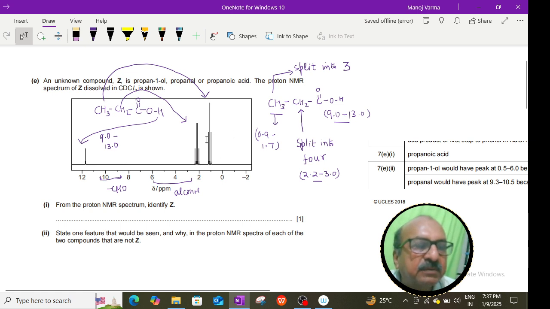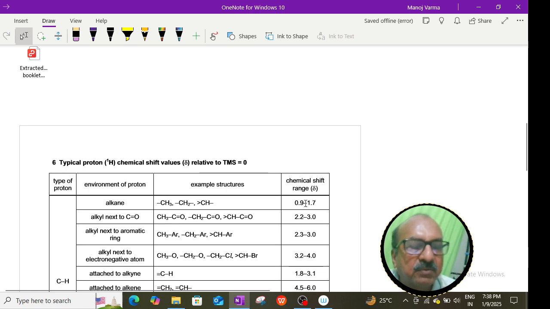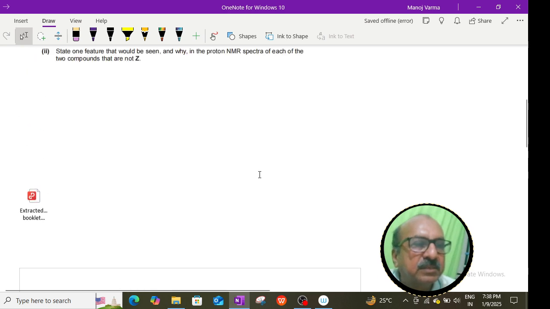I will also tell you why you get these signals. This signal which is a triplet is due to this CH3 group, and it is a triplet because it is surrounded by a CH2 group. Applying the n+1 rule, because there are 2 protons, 2 plus 1 is 3, so the signal due to this CH3 will be split into 3. It will be somewhere around 1 that you can see over here. The CH3 is around a chemical shift of 1, so that's justified.